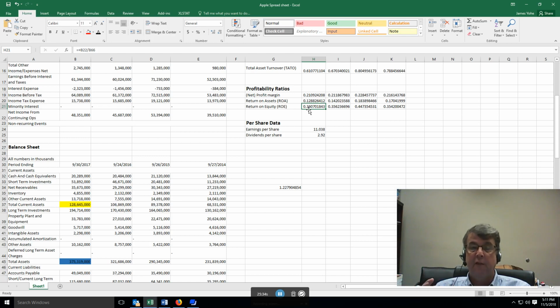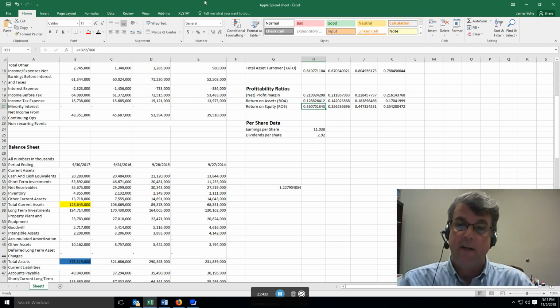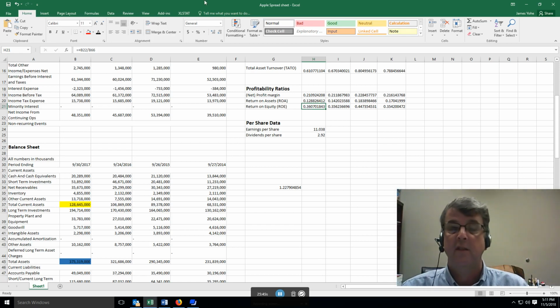Now that's different from, say, a dividend, which we'll talk about later. But the equity in this company, for every dollar they have invested in, is earning them 36 cents.